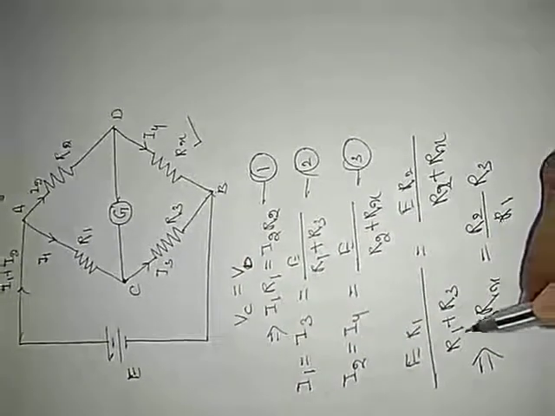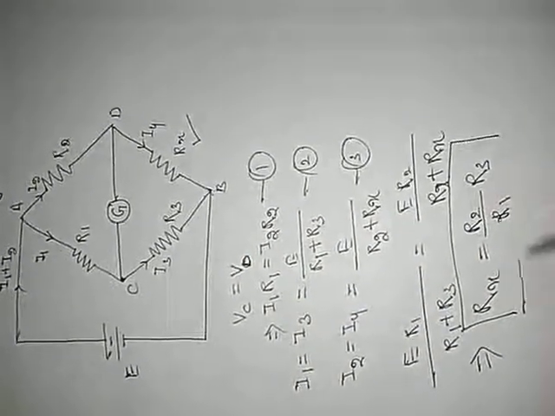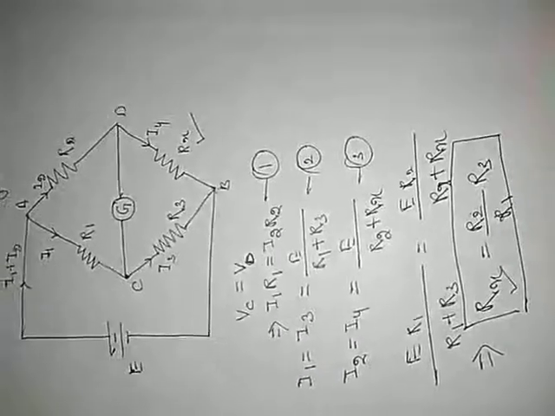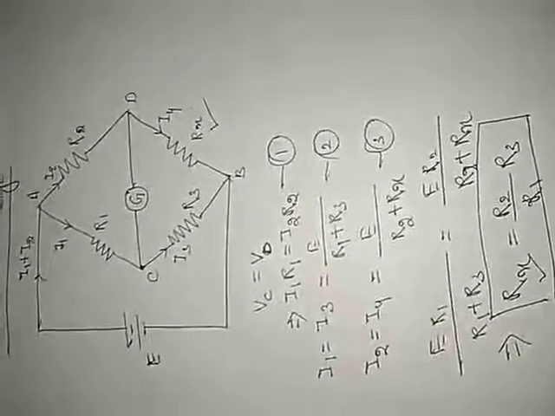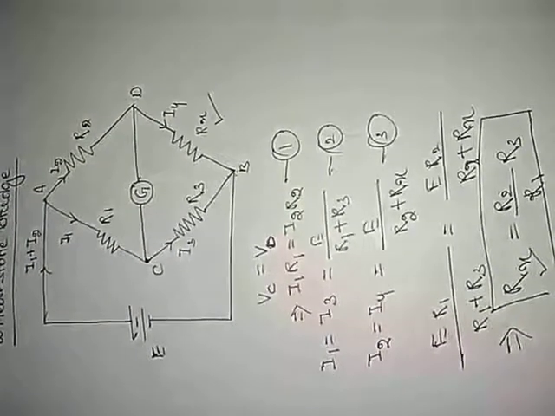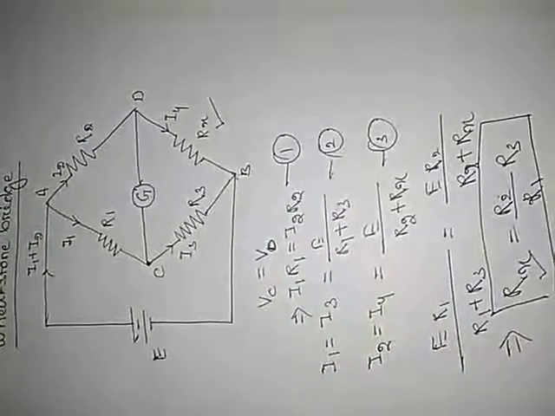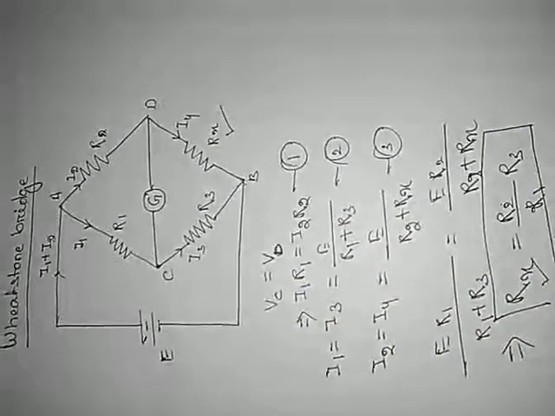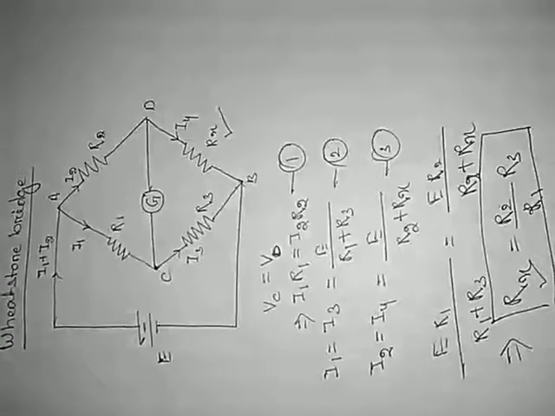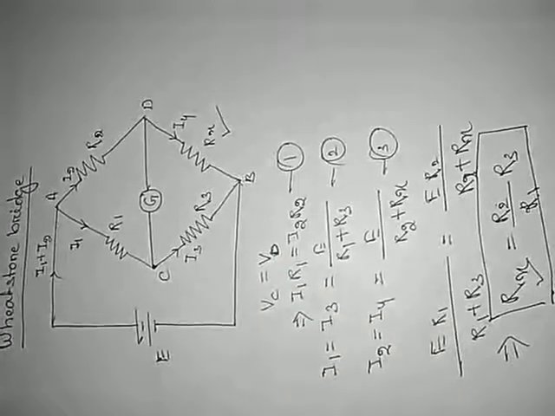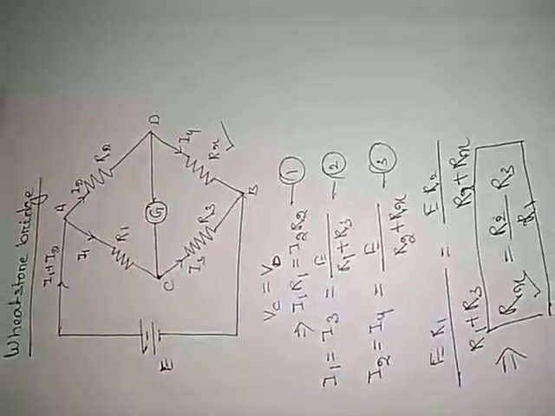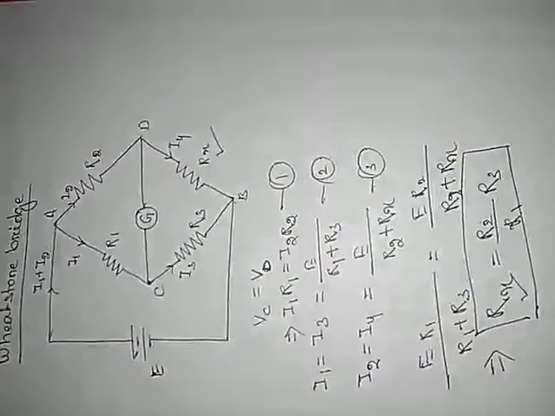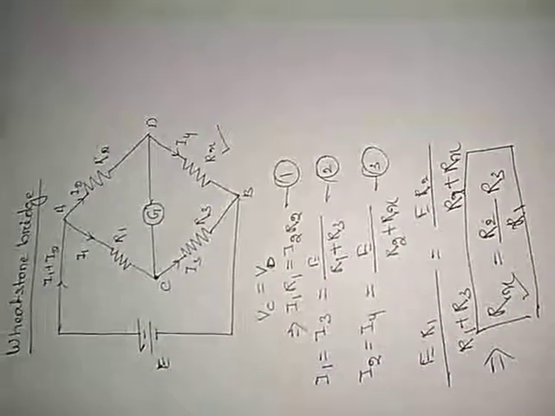This equation represents the measurement of unknown resistance with respect to known resistance by the Wheatstone bridge method. The measurement of unknown resistance Rx is independent of the characteristics or calibration of the null detecting galvanometer. It is independent of this galvanometer. Thank you.